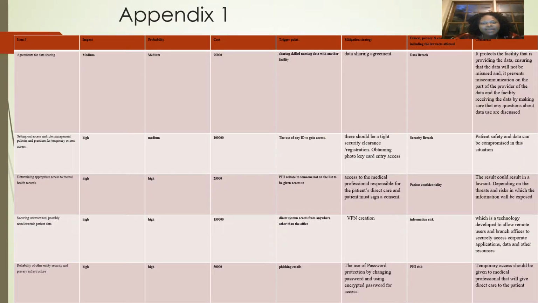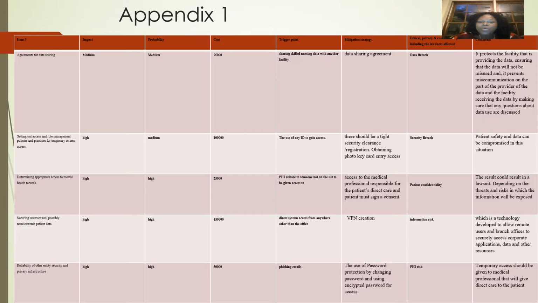This is what my first appendix looked like. I listed all the 5 mitigations that I got, the impact, the probability, the cost, the trigger point, the mitigation strategy, what type of risk or breach it would be, and then a comment about it. So my first one was agreement for data sharing. Medium was the impact. The probability medium.